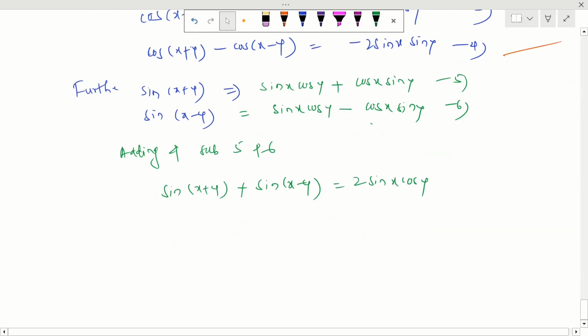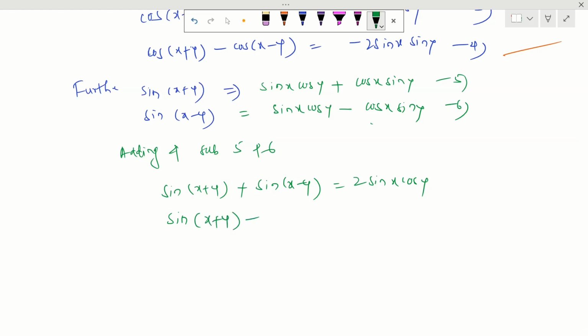If we subtract equations 5 and 6, then when subtracting, it is minus and plus, so these two will get cancelled, and 2 cos x sin y will come. Okay, 2 cos x sin y. This equation is 7, this equation is 8.